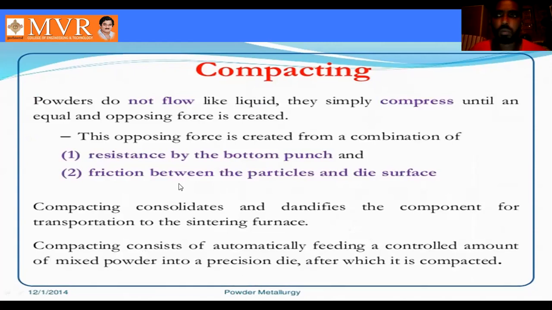Another point about compaction: powder does not flow like liquid. Liquid flows like water, up and down, and any liquid, including machine lubricant, flows like that. But powder does not flow that way. It simply compresses until an equal and opposite force is created. Using the equal and opposite force, we compress the powder, and only then do we get a strong object.